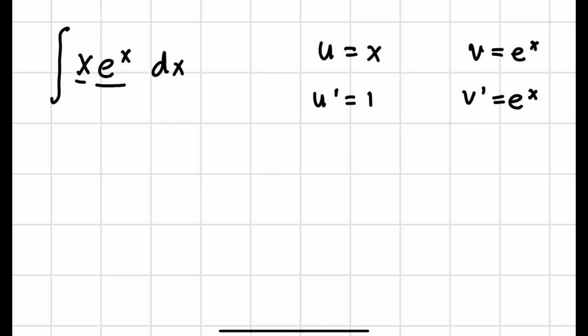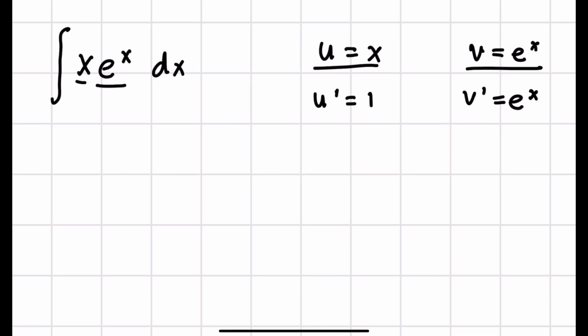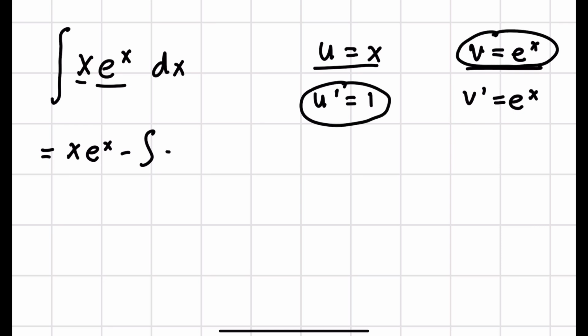So we have u times v, so this is equal to x times e to the x minus the integral of u prime times v, so e to the x. And the integral of e to the x is e to the x. So let's write everything down. And here is our final answer.